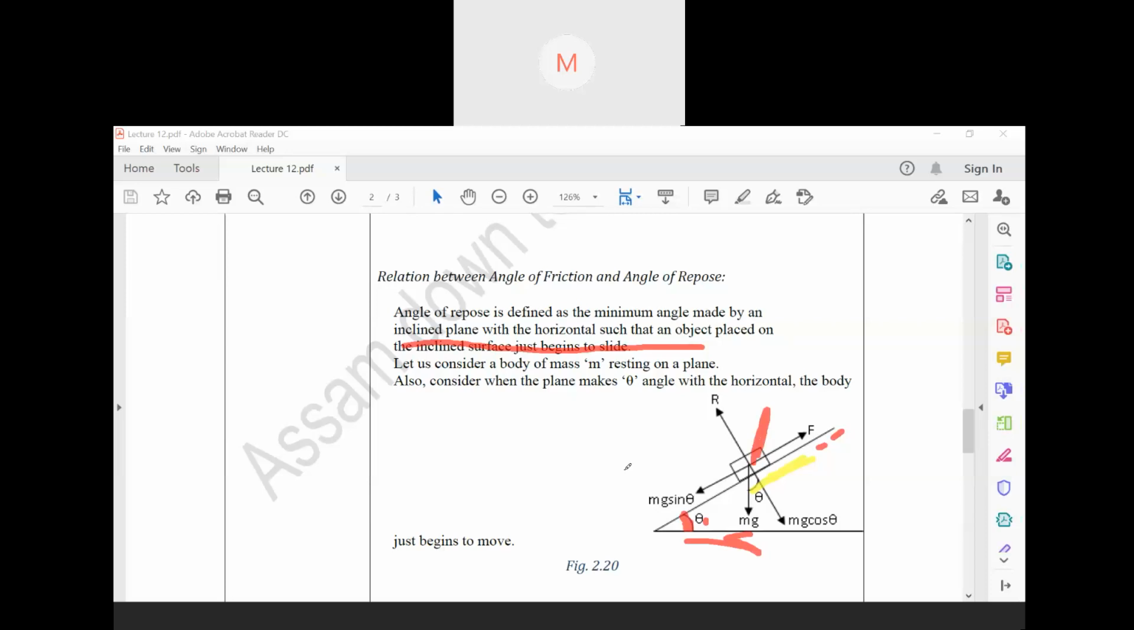Are you getting it now? So this is what is known as the angle of repose. Okay? Is it clear now? This diagram is very important, so that you can show the angle of repose.